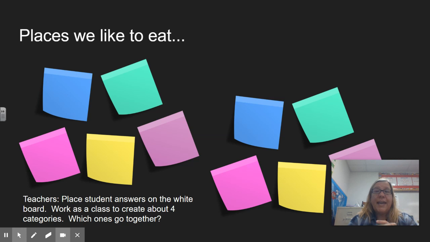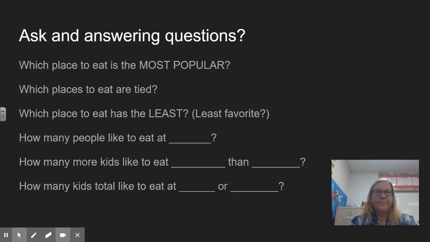We could also create categories of restaurants, and we could list different names of restaurants that we like to eat. And one of our categories could just be all the restaurants we like to eat at. Another category could be places in nature that we like to eat, at a picnic table, sitting on the grass, under a tree, right? So depending on the answers we get, we can group our answers into categories. Now we can use those to ask and answer questions.